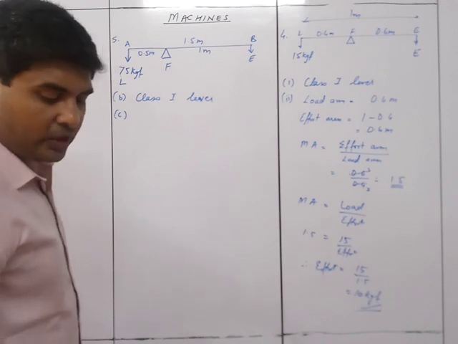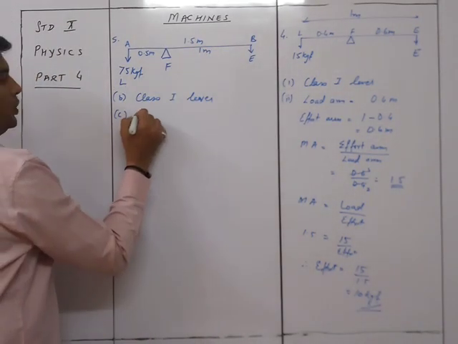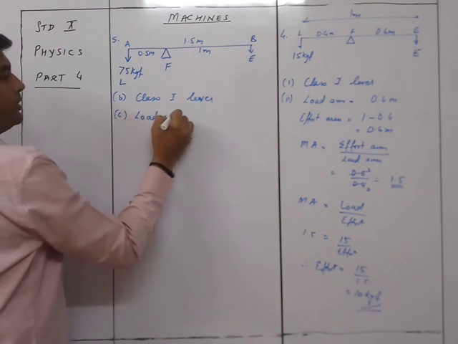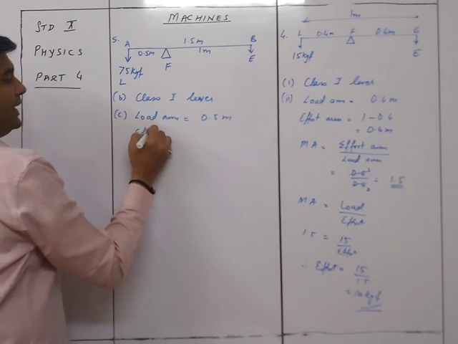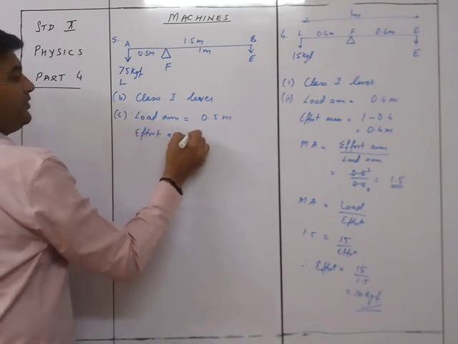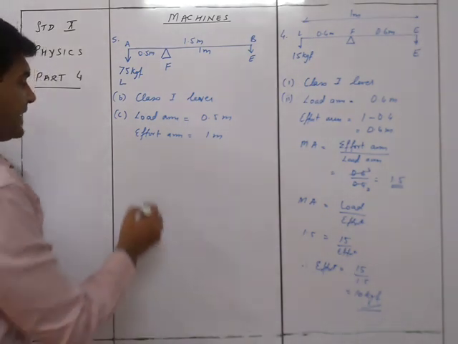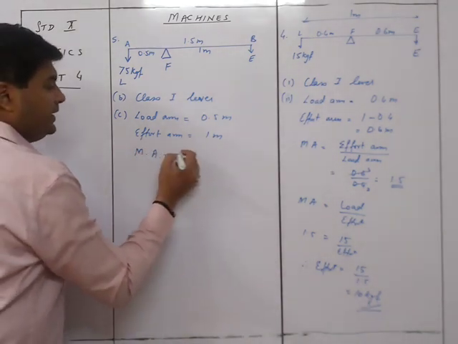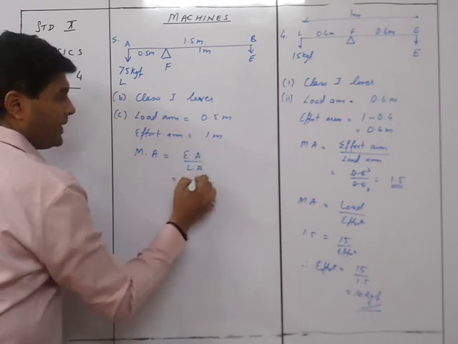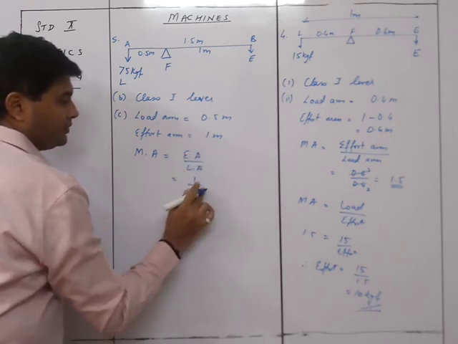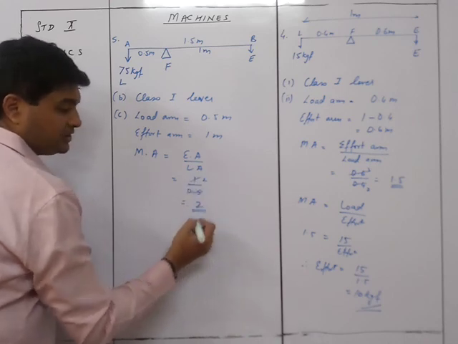Second thing is calculate the load arm and effort arm. The load arm is already known to us: load arm is equal to 0.5 meters. Effort arm is equal to 1 meter. Next is mechanical advantage. So MA is equal to effort arm upon load arm, which is 1 upon 0.5. So that will be 2. So mechanical advantage is 2.